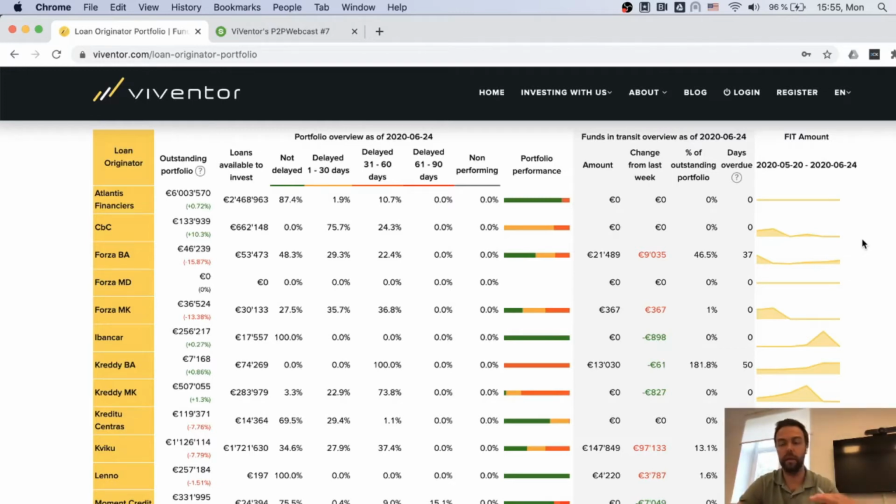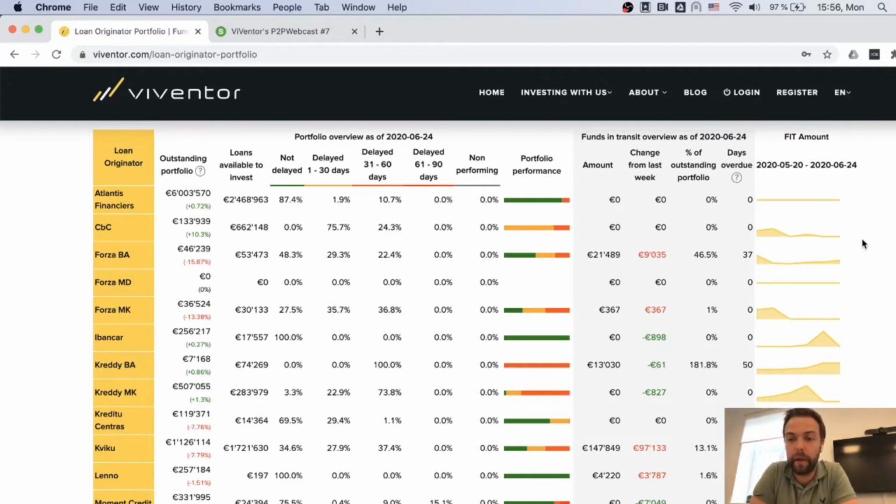So if you see a constant increase of funds in transit, that means that this loan originator is probably experiencing some troubles with their cash flows right now. If you see a chart that is gradually decreasing, this means that this loan originator is repaying the funds in transit and is getting back on track. If funds in transit is always zero, this means that probably this loan originator is simply receiving more investments than making repayments. And of course, that does not necessarily mean that there will not ever be funds in transit in the future.